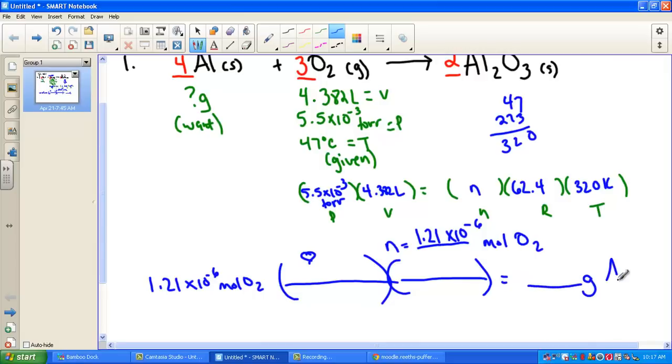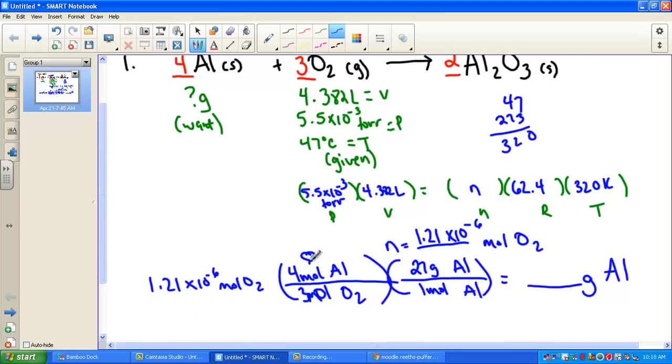Keep in mind our target: grams of aluminum. We want to know aluminum. Its coefficient is a 4. Starting from the oxygen, its coefficient is a 3, 3 moles of O2. So the ratio is 4/3. To find a gram unit, we need the molar mass of aluminum.